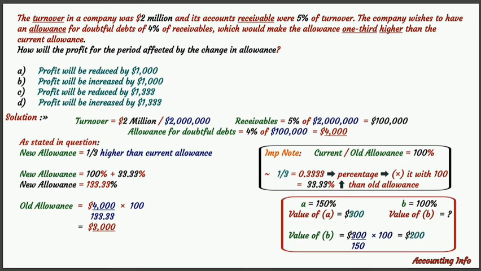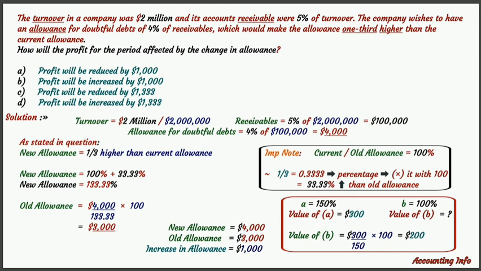Now, we compare the new allowance with the old one. As the new allowance is $4,000 and the old is $3,000, it means that the allowance increased by $1,000. An increase in allowance leads to an increase in the expense of irrecoverable debt or bad debt.